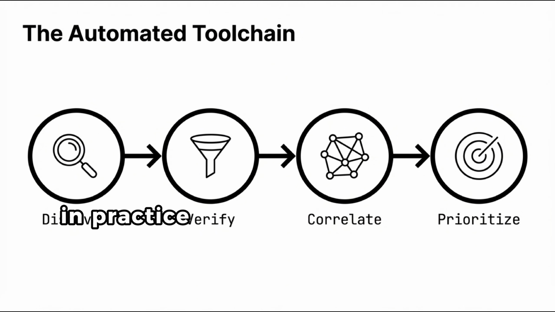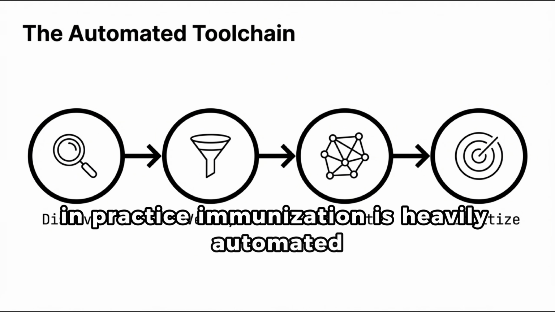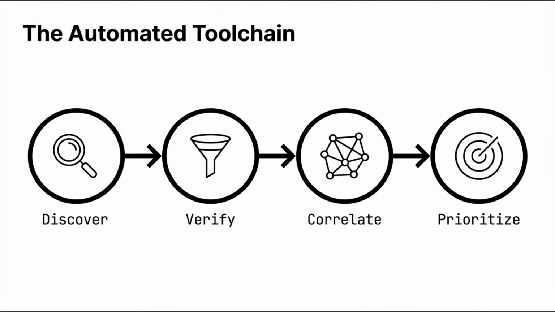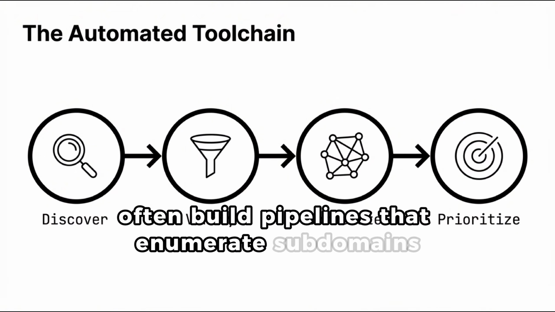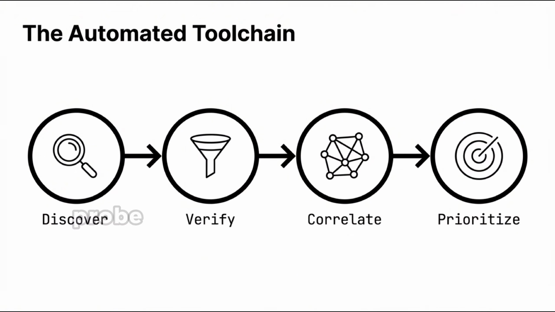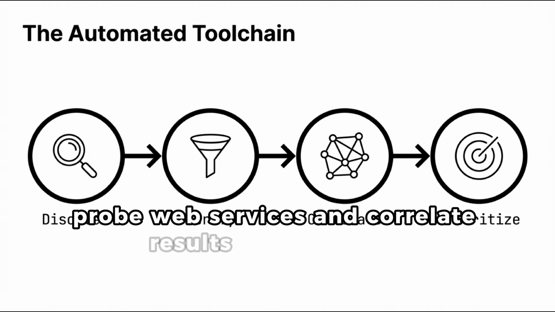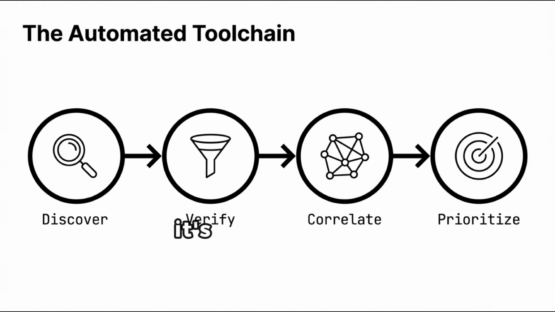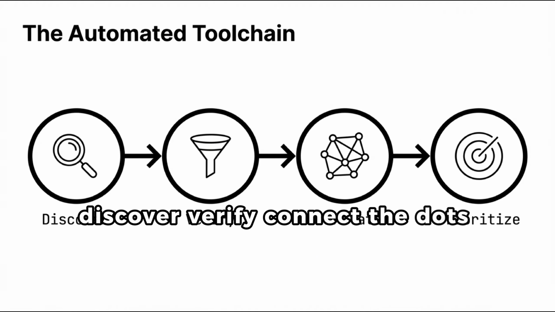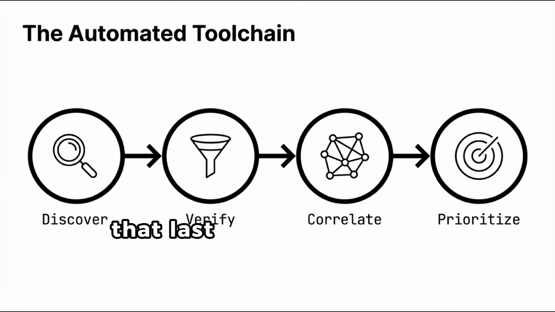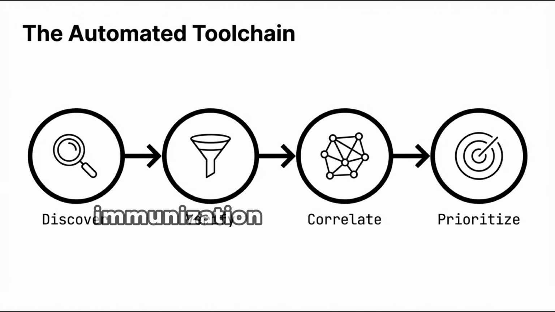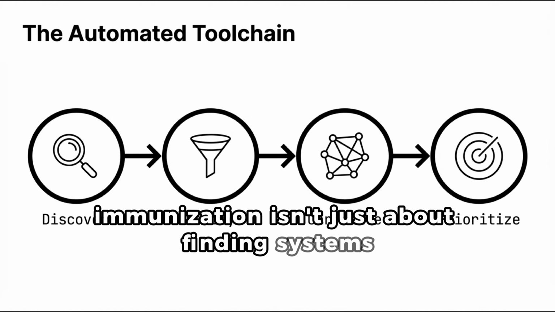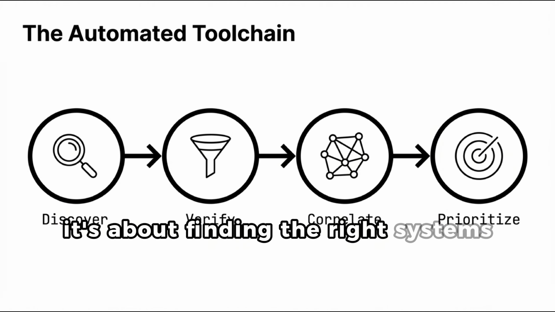In practice, enumeration is heavily automated. Attackers and security testers often build pipelines that enumerate subdomains, scan ports, probe web services, and correlate results automatically. The important part isn't the tools themselves, it's the workflow. Discover, verify, connect the dots, prioritize. That last step matters most. Enumeration isn't just about finding systems, it's about finding the right systems.